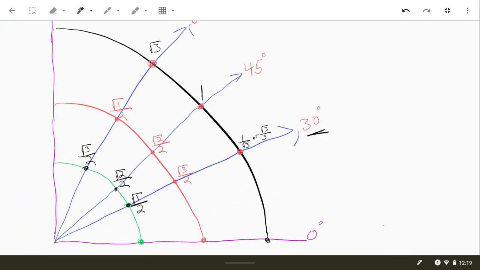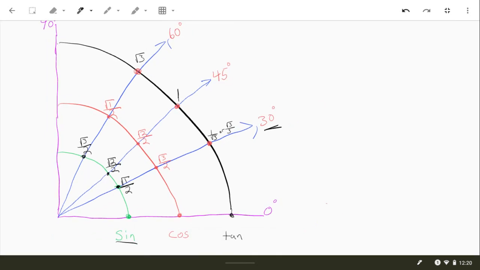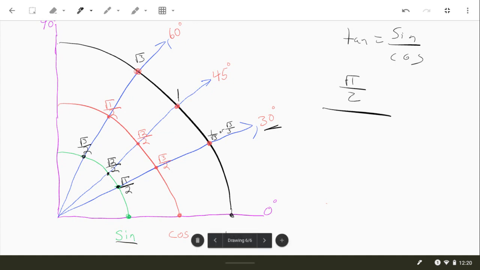To get these, though, I don't memorize these. I actually think back to what sine of 30 degrees is and what cosine of 30 degrees is. And then I kind of just stack them on top of each other. So we know how tangent is equal to sine over cosine. So if I want to know tangent of 30, what I do is I think about what sine of 30 is. Sine of 30 is root 1 over 2. And I think about what cosine of 30 is, which is root 3 over 2.